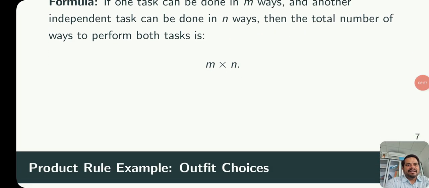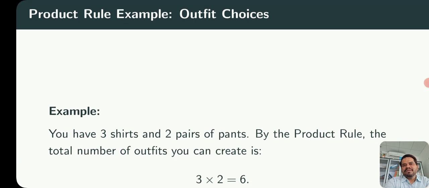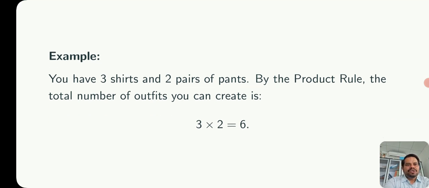Let us see an example of the product rule. This is the example of outfit choices. Suppose you are picking an outfit, and you have 3 different shirts and 2 different pairs of pants. How many different outfits can you create? Here picking a shirt and picking a pair of pants are independent tasks. So by the product rule, the total number of outfits is 3 into 2, which is equal to 6 ways. So 6 outfits are possible by choosing from 3 shirts and 2 pairs of pants.